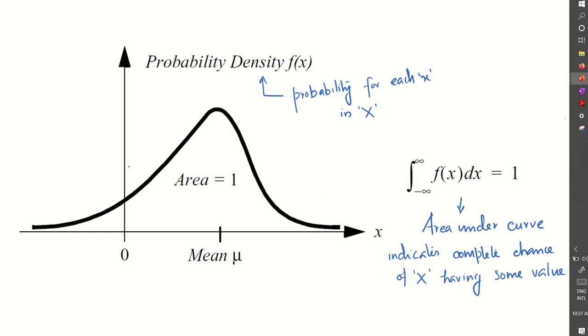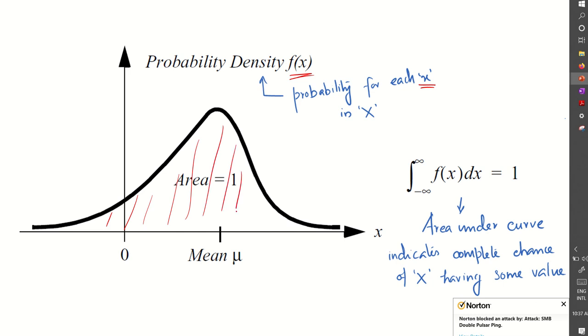Now, this is the probability density function. Already you have studied it in mathematics, and this is the probability density function fx, where small x is every individual value of capital X. The area under this curve is actually the probability for occurrence of any value of x.